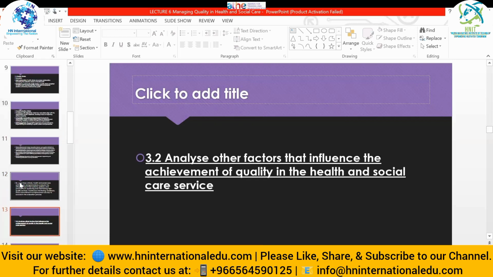Coming towards 3.2, analyze. Again, this means you have to discuss the negative and positive aspects, the importance, and the perspectives of various authors. The other factors, or the perspective factors, that influence the achievement of quality in health and social care services. So we will be discussing the rest and the exact components. What are the rest of the factors of competence which adhere to the health and social care services?